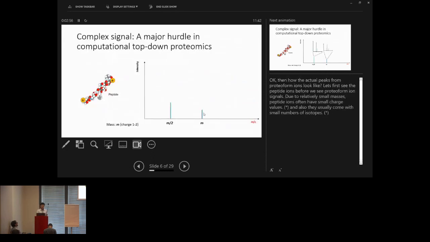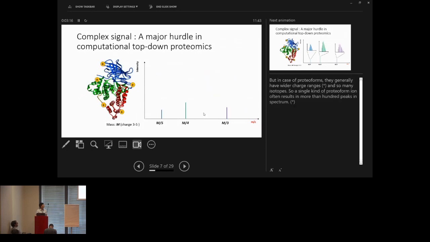And what is the challenge in top-down? Let's look at the signal from peptides, which is in bottom-up. In peptides, usually we see one or two different charge states. Like in here, I show charge 1 and charge 2. This is a molecule with mass M, and each charge comes with relatively short isotopes, right? But in the case of intact protein with larger mass, we have a bunch of charge states. I showed 3 charge states, but it can go up to hundreds of different charge states. And each charge state comes with quite complex isotopes, right? So this kind of complex signal structure is quite challenging for data interpretation.